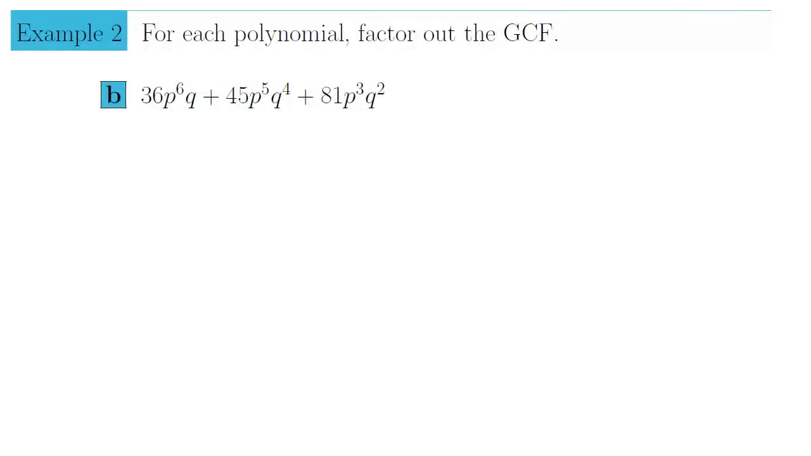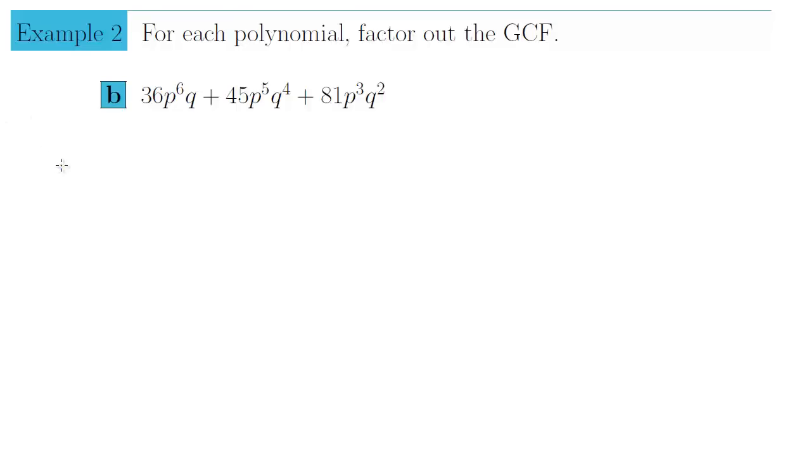Alright, so for part B of this example, we have a slightly more complicated polynomial to deal with. We're given 36p to the 6th q plus 45p to the 5th q to the 4th plus 81p to the 3rd q squared. The procedure is still the same. First, we have to figure out the GCF.